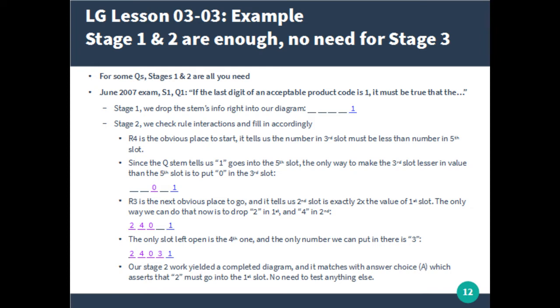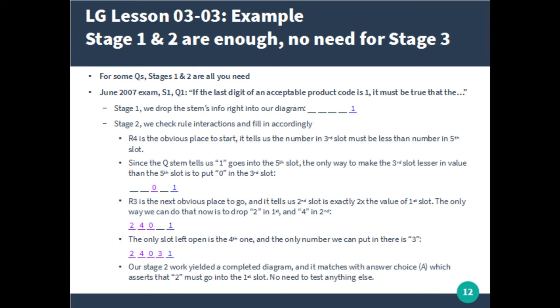There's nothing else to put in there, it's just 5 blanks in a row. So, starting right up with stage 1, we take the information from the question stem and drop it right into our diagram. The information from our stem was that the last digit of the code that we're looking for is number 1. So we just throw the entity 1 at the end of our diagram here, and we're done with stage 1.